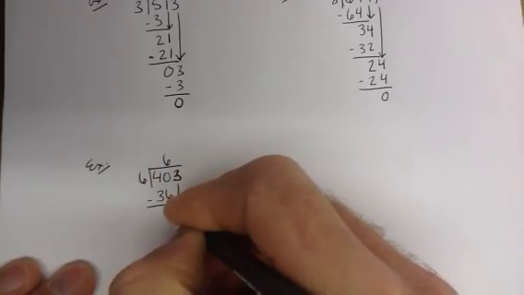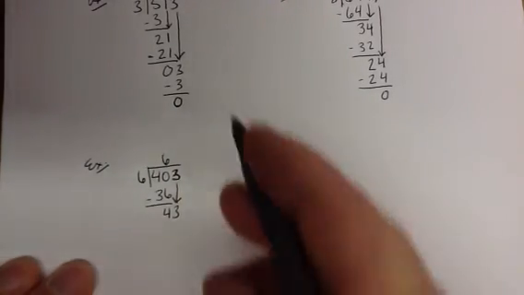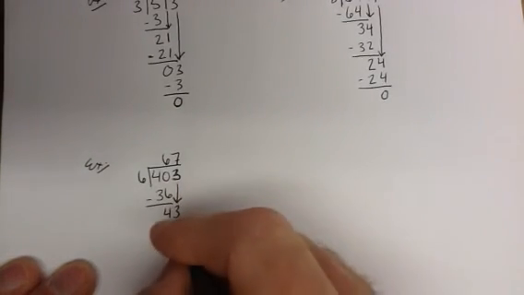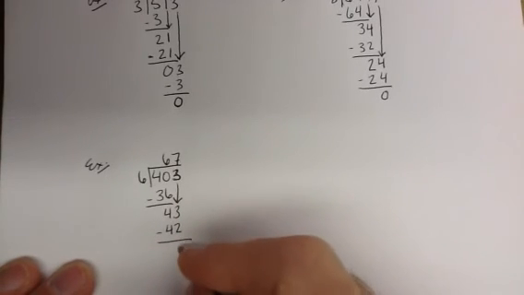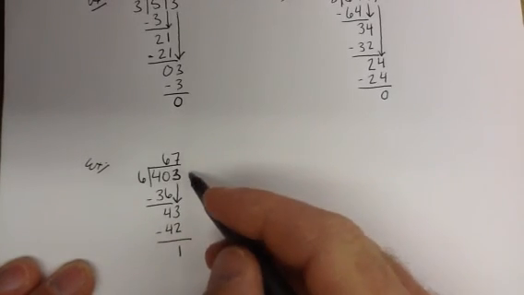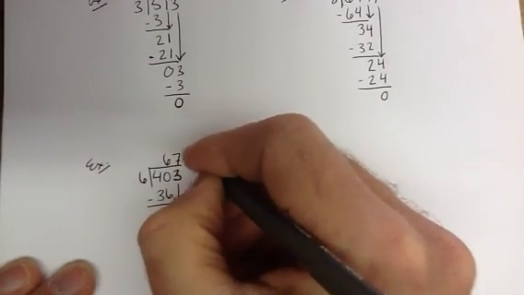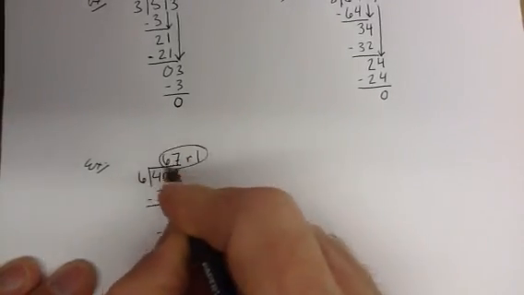And bring down. How many groups of 6 can we get out of 43? Well, that would be 7. Now multiply. 7 times 6 is 42. Subtract. 43 minus 42 is 1. Oh, no more numbers to bring down. We have 1 left. Well, that goes up as our remainder. So this quotient is 67, remainder 1.